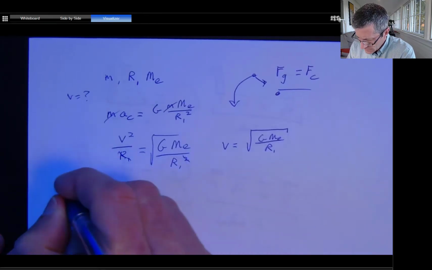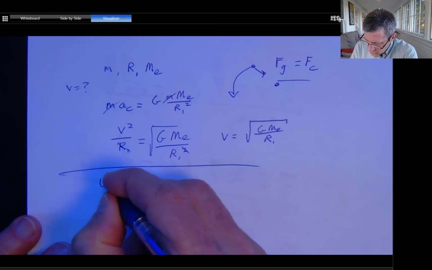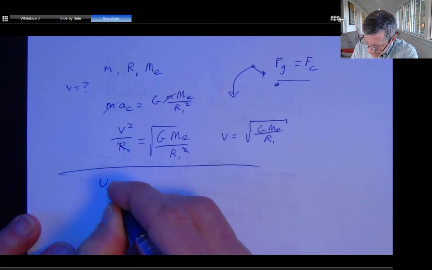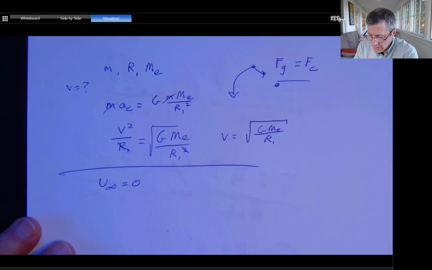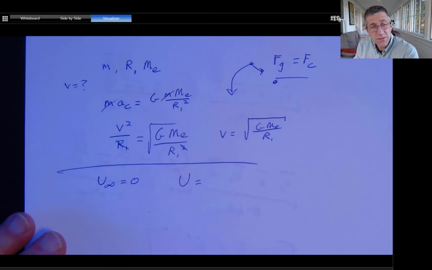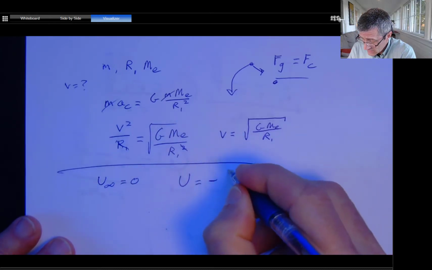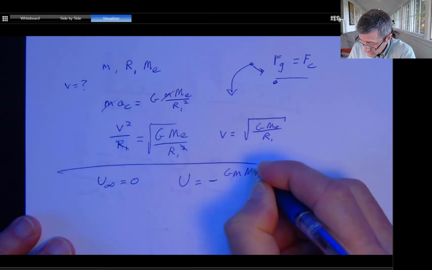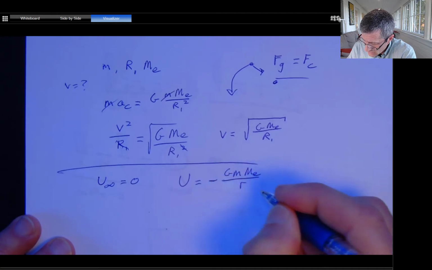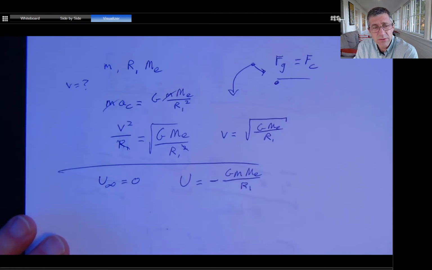Right. So, part two. They're saying gravitational potential energy at infinity is equal to 0. Right? So the key thing is that my gravitational potential energy, as I get closer than infinity, is going to be less. Right? What's less than 0? Well, negative numbers. So this is going to be negative G M_E over R1, not squared. Right? So this is my gravitational potential energy at any point.